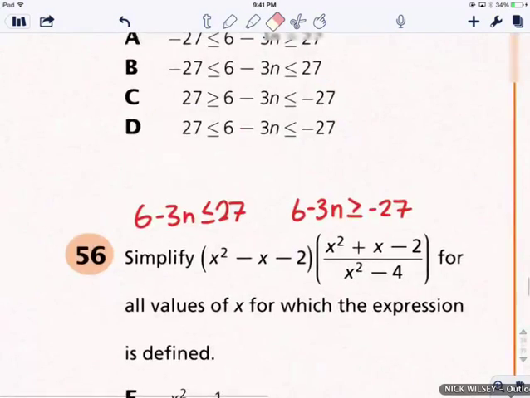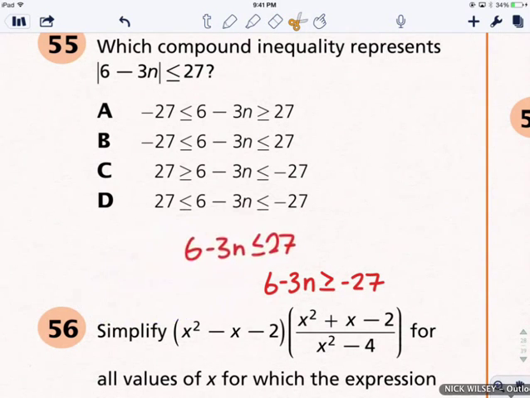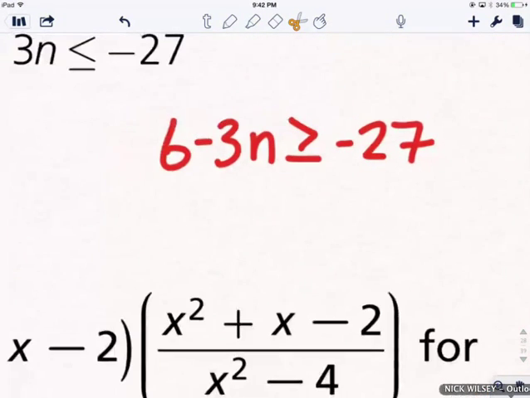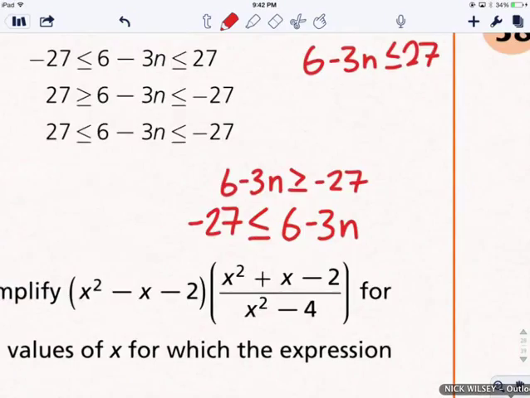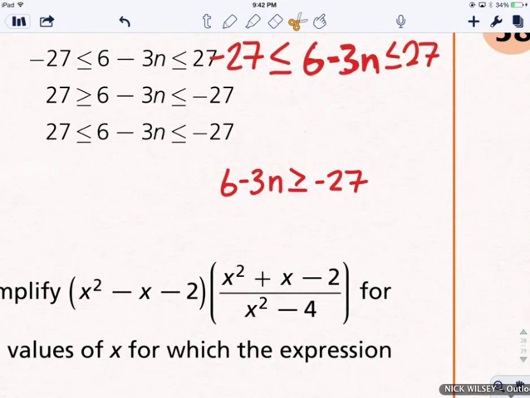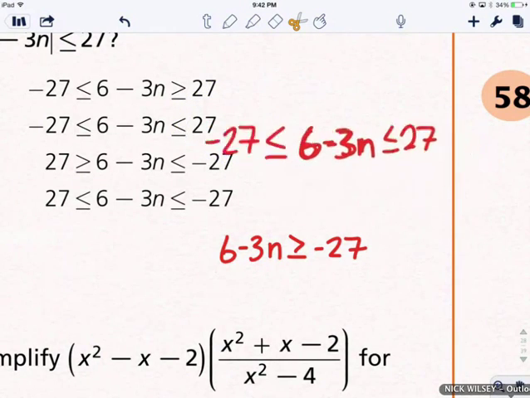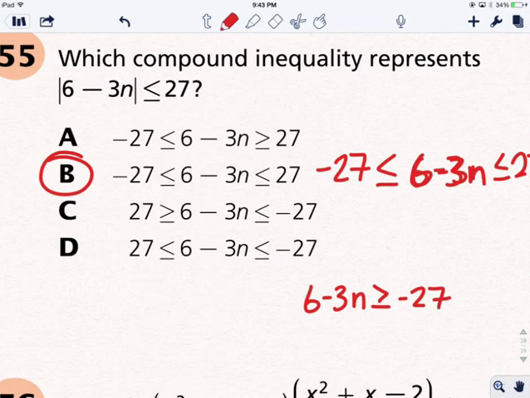Now, once we have that, how in the world do we make this look like our possible answer choices? Let's see here. This part of it, does it start to look like B? Now I'm going to take this over here. Remember that we can rewrite inequalities by flipping everything. So now 6 minus 3n is greater than or equal to negative 27. So I just flipped everything. Now watch this. What if I take this and I put it on top of the 6 minus 3n that's already there? Look at what we have. This is answer choice B. Do you see that? So B is the correct answer. I hope that made sense.